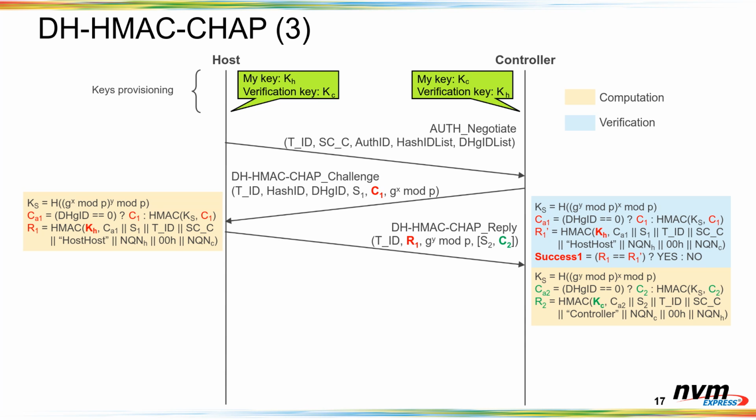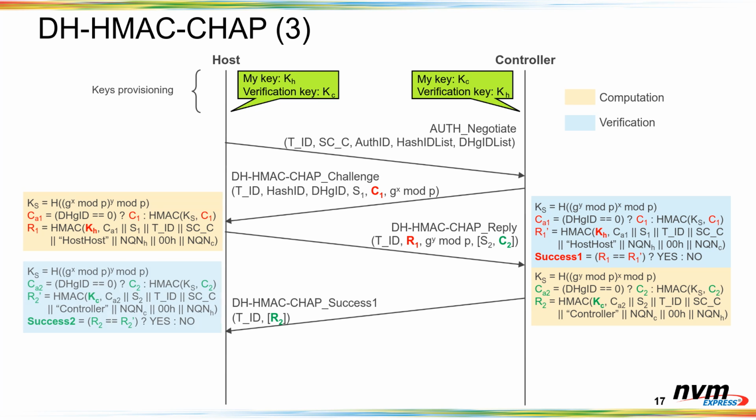On the other side, we can see that the host on the reply can send a challenge C2, with which it is trying to verify the identity of the controller. So the controller will perform exactly the same computation to compute a response R2 to the challenge C2. This will be sent back on a success message to the host, and the host will perform again the same computation to compute the expected response R2 prime, and then will verify if the received response is the same as the expected response. If yes, this authentication is successful, otherwise not.